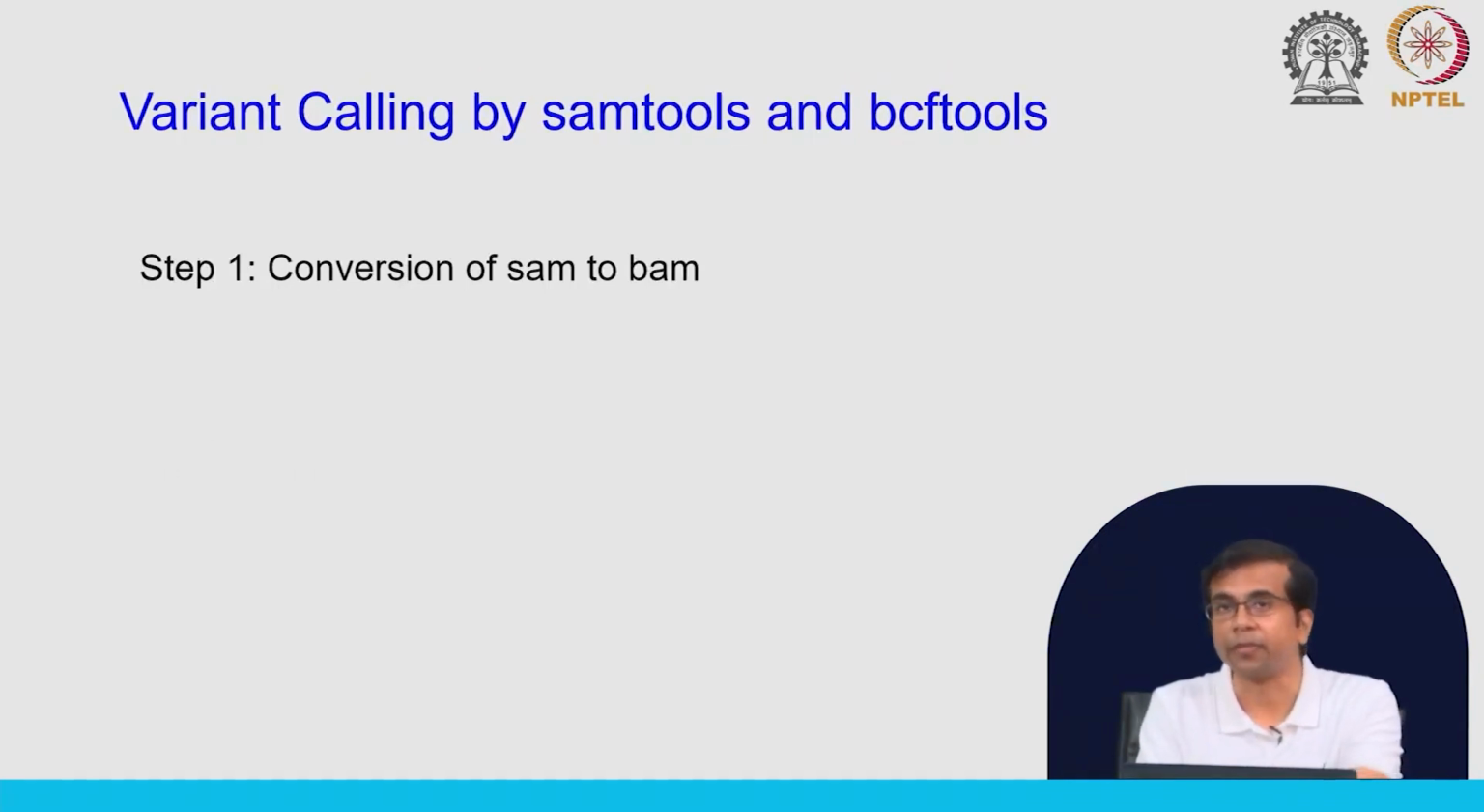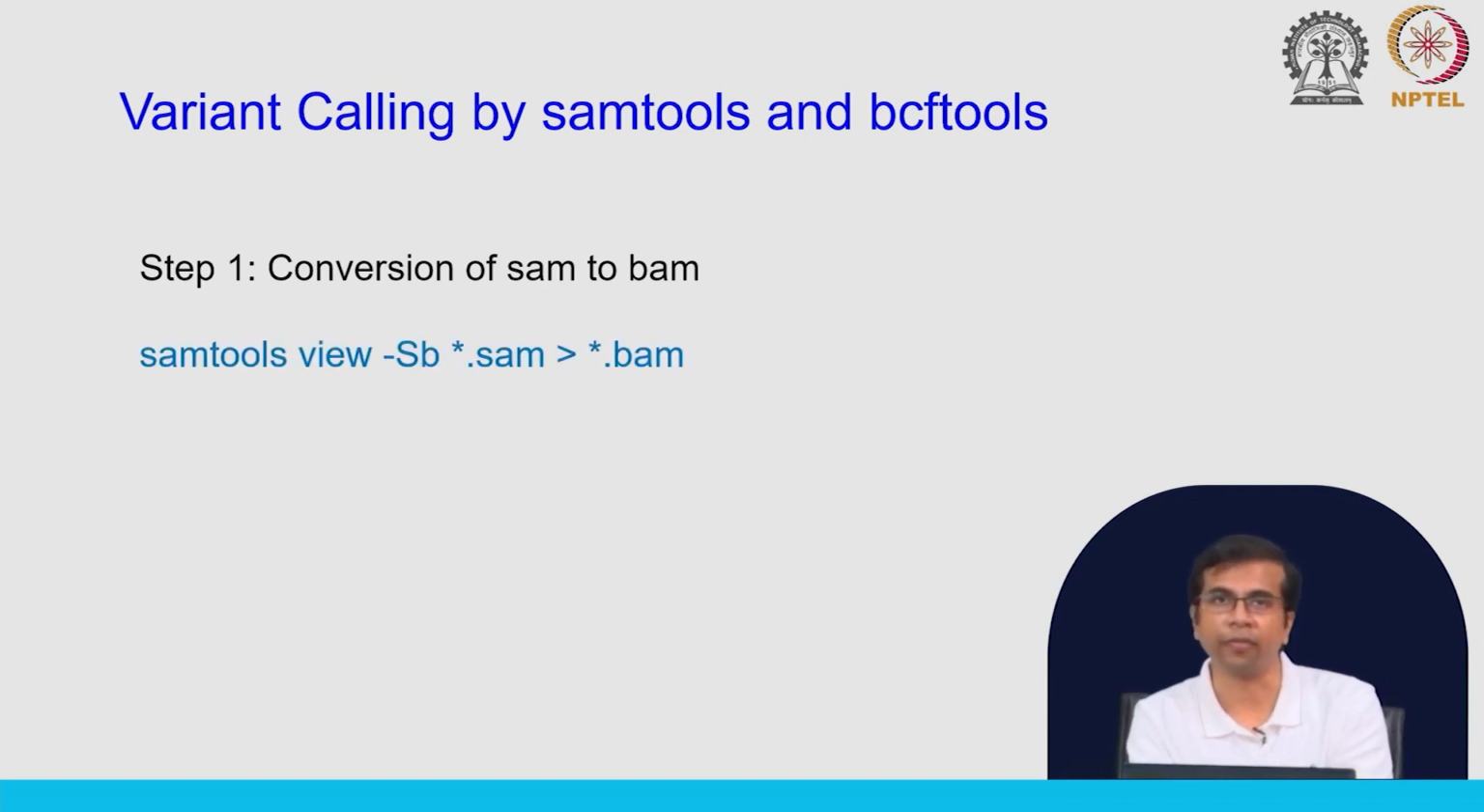Okay. So, conversion of SAM to BAM, it actually uses this kind of command. So, it uses this command samtools view -Sb. Again, these options, if you go to the manual, you can see what these options are doing, and then this is the notation. You give the SAM file name, greater than sign, and the output BAM file name. Okay. What the output BAM file should be. Okay. This is the first step, conversion of SAM to BAM.